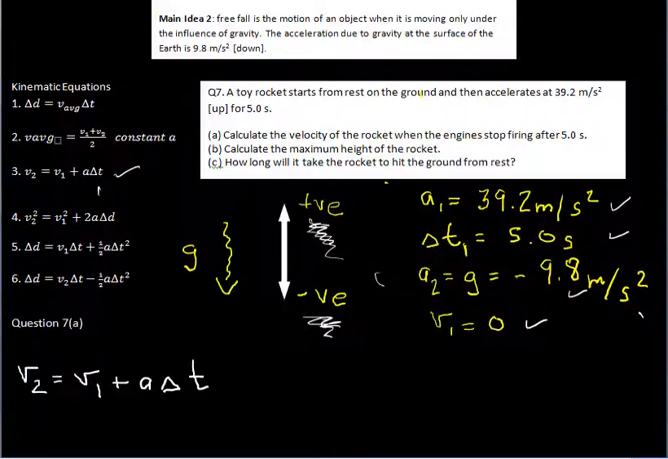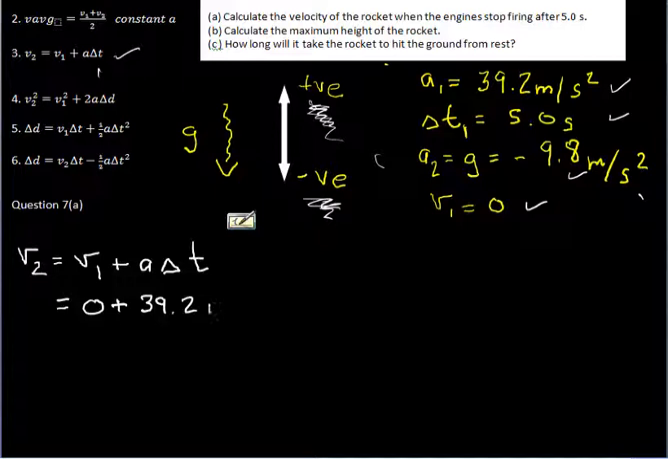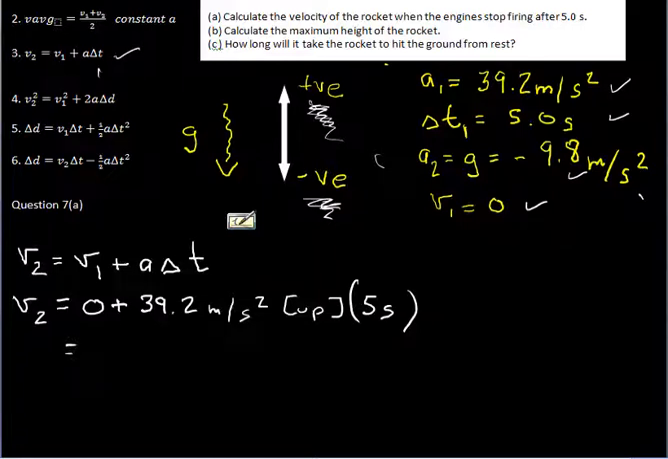Now, let's give ourselves some room to work here. We know that the original speed was 0. Okay? We know the acceleration is this. And we know that's up. And we know that was for 5 seconds. When we solve for that, we get 196 meters per second up.